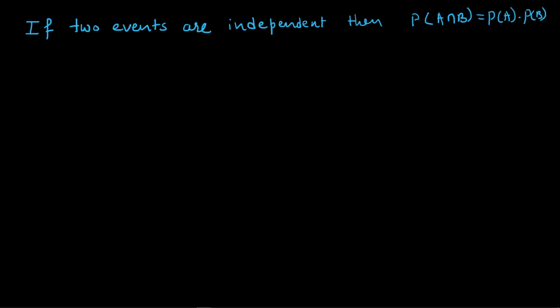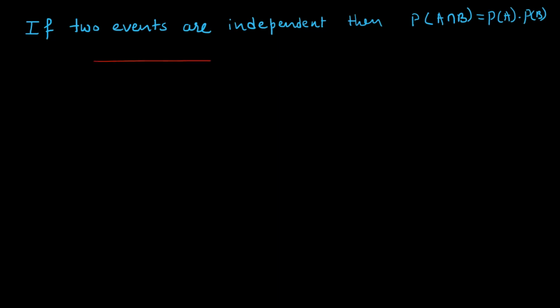So here is a beautiful thing. Given two independent events, the probability of A intersection B equals the probability of A multiplied with the probability of B. In the last video, we concluded that the probability of A intersection B is the multiplication of both the probabilities. So how are we going to find it?